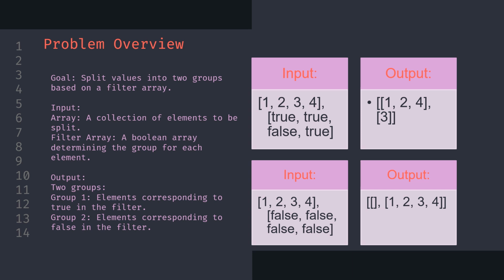The task here is straightforward. We need to split an array into two groups based on the corresponding values in a filter array. The filter determines where each element goes, true for the first group and false for the second. For instance, in the first example, the filter true, true, false, true places 1, 2 and 4 in the first group and 3 in the second. Let's see how to implement this.